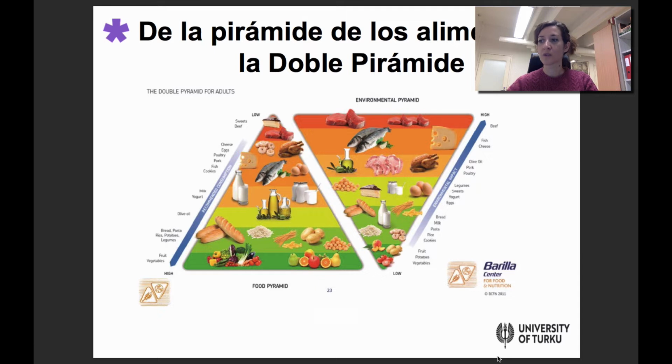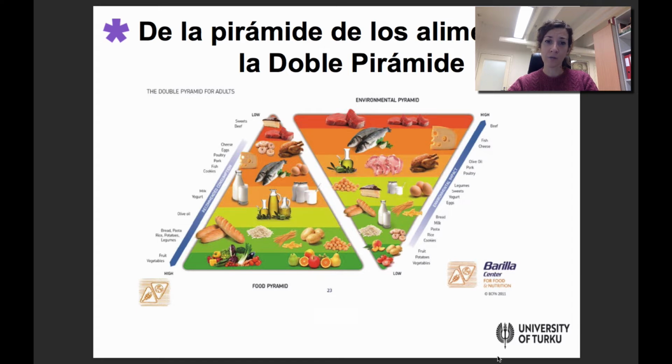This is what it looks like, just to have a first glance at it. What strikes the most is that when we take the food pyramid on the left that we have just looked at, and then put this environmental pyramid next to it, which is like a summary of different environmental impacts of food, we will see then in detail which environmental impacts they are.